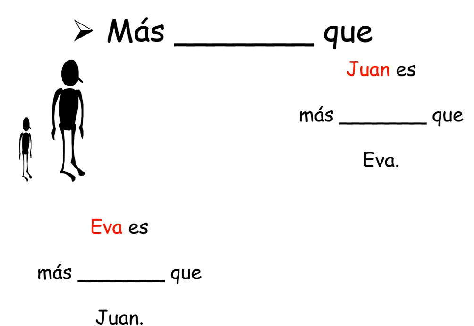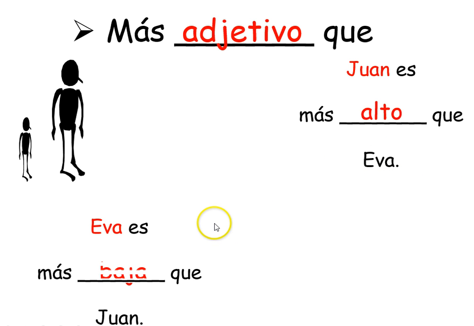For example, Juan es más alto que Eva. So that is Juan is more tall than Eva. In English, we say taller. In Spanish, we say más alto que. Eva es más baja que Juan. Eva is more short, aka shorter than Juan.